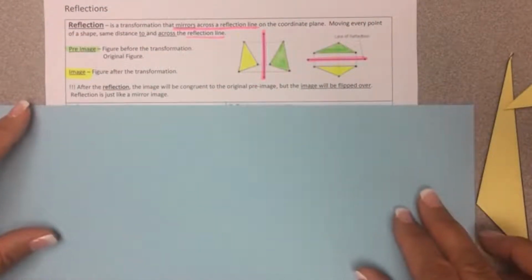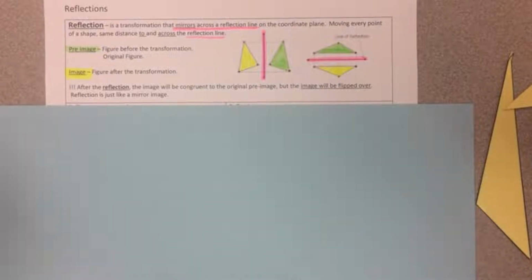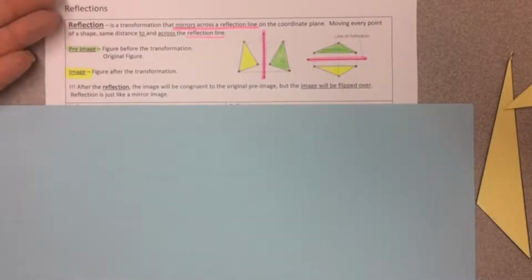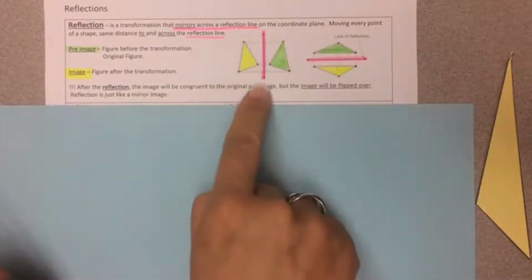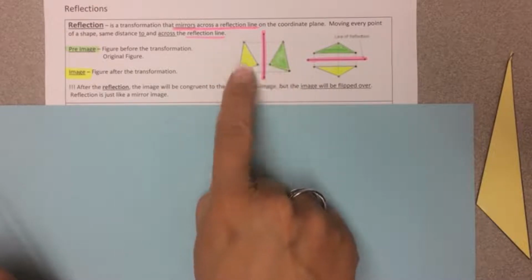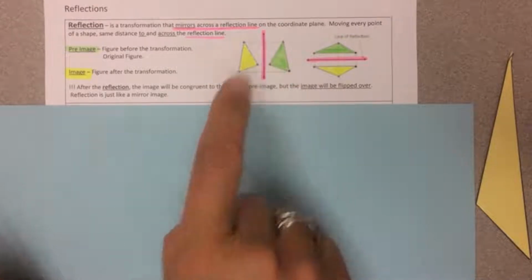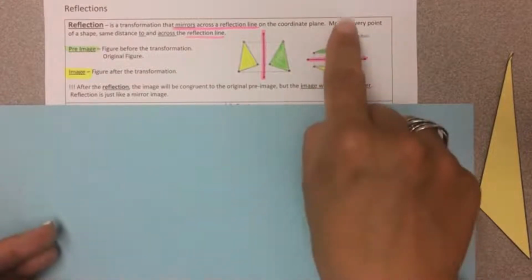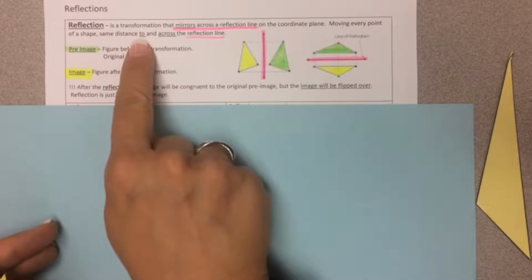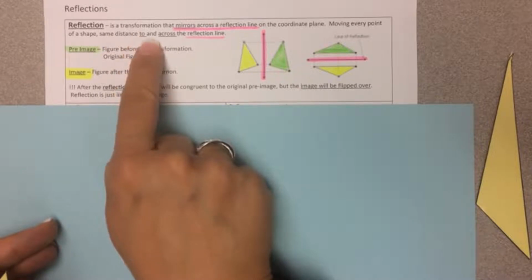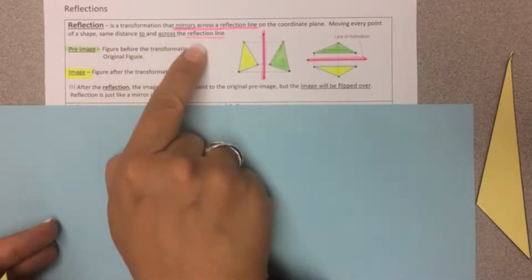First of all, a few vocabulary words are needed. The reflection itself is a transformation that mirrors across the reflection line. So in a transformation, we need the reflection line, and the image and pre-image will be the mirror image of each other. The concept is moving every point of a shape the same distance to and across. So we're going to count or measure the same distance to the reflection line and across from the reflection line.